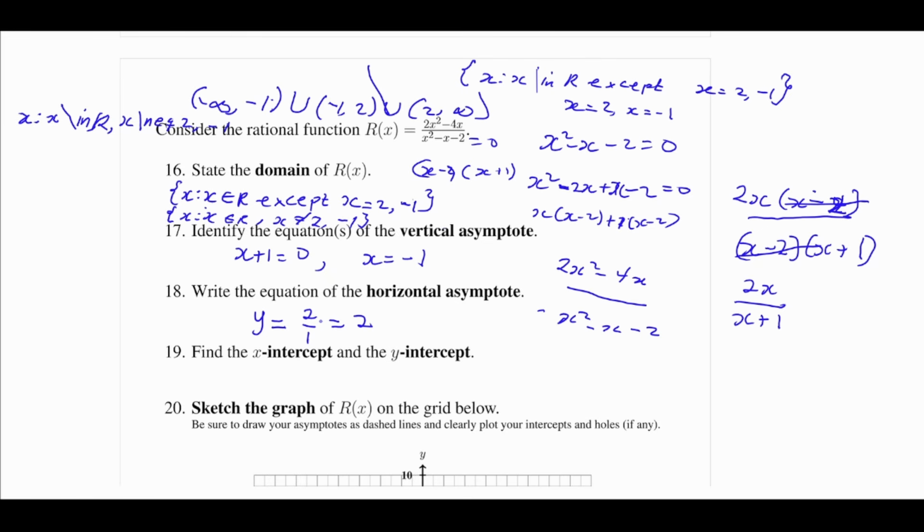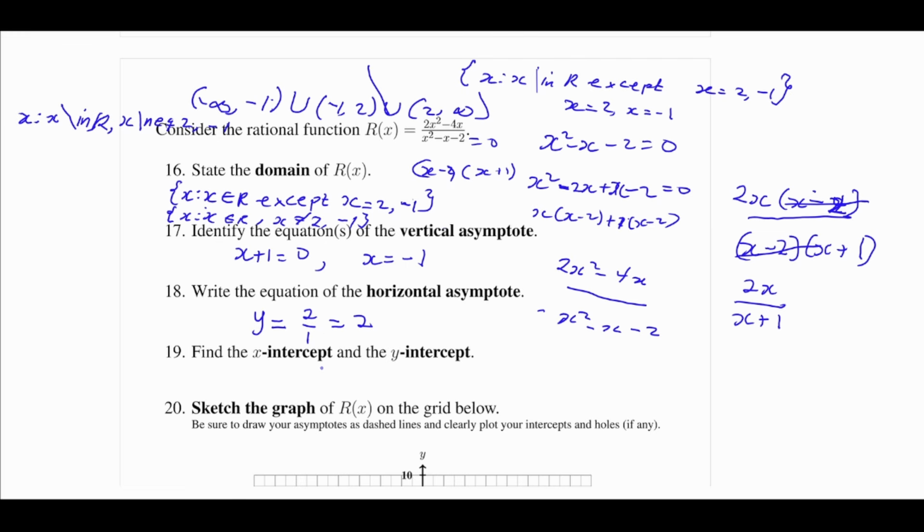Please, one thing I will caution you about is that when you are writing the vertical and the horizontal asymptote, be sure of what you are writing. For the vertical asymptote, it is only one vertical asymptote, and we are going to write x is equal to -1. So it is always x equal to something, and when you are writing the horizontal asymptote, it is y is equal to something.